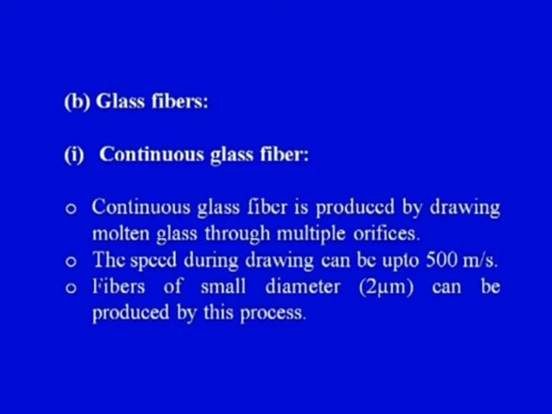Once again I will read what is there on the screen. Continuous glass fiber is produced by drawing molten glass. Again the raw material has been melted using any type of furnace. So the molten glass is coming out of the orifices. There can be a large number of orifices.